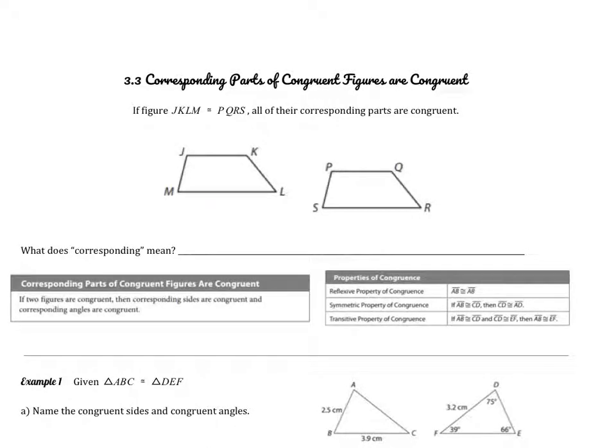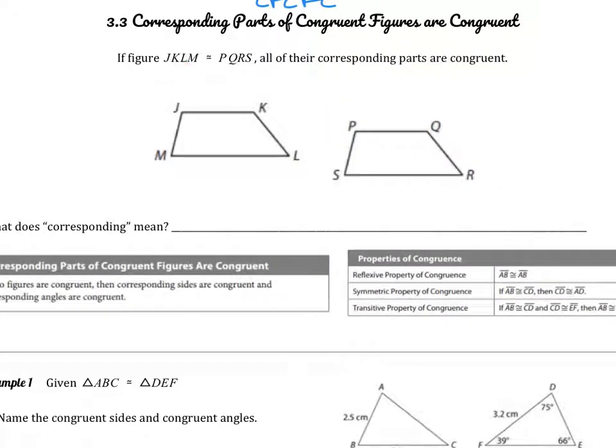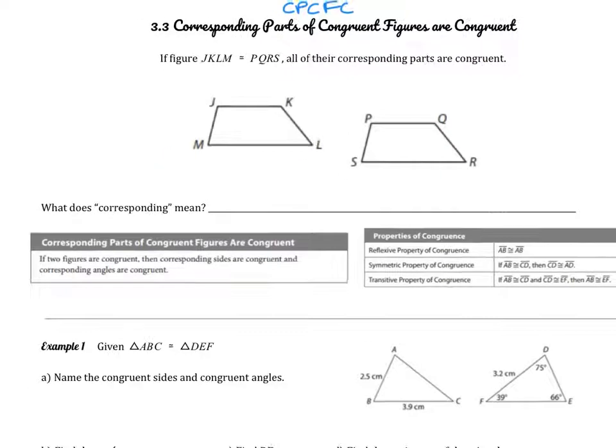Today we are going to talk about the property that corresponding parts of congruent figures are congruent. A quick way to say that is CPCFC. So if you look below, it says if figure JKLM is congruent to figure PQRS, all of their corresponding parts are also congruent. So it's really important that we understand what corresponding parts are because those things are congruent and you need to know how to find them.